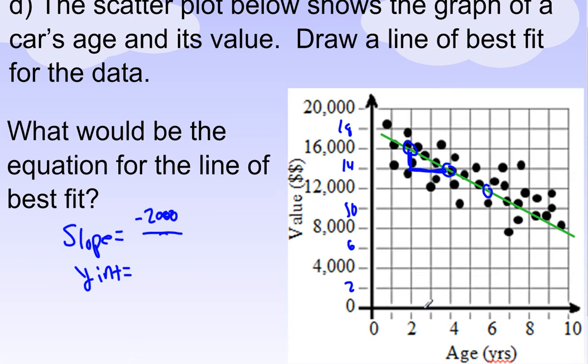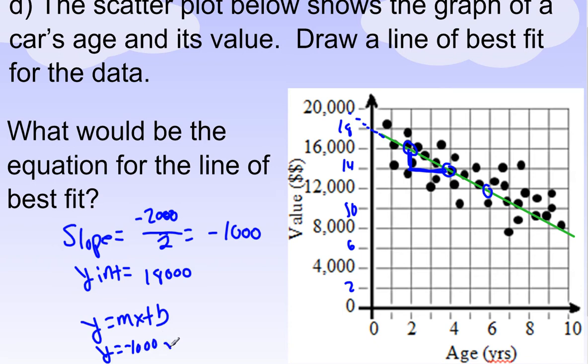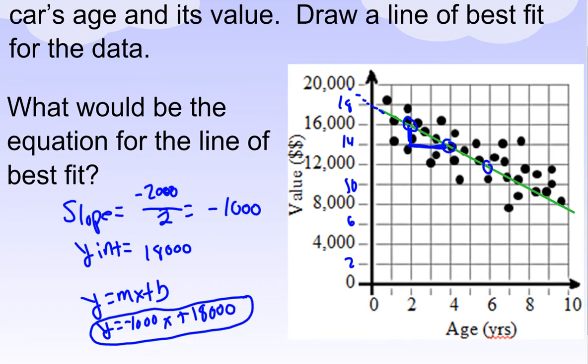So down 2,000 over 2. Is this actually 2 years? It is. Simplify, negative $1,000. And the y-intercept appears to be, if we continue, $18,000. So my equation in slope-intercept form: y equals negative 1,000x plus 18,000. Even though it's kind of ugly, it's really not that bad. The slope wasn't hard to find, the intercept wasn't hard to find, the numbers are big, but it's really not that bad of an equation.